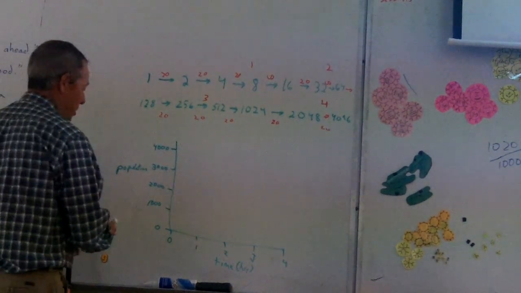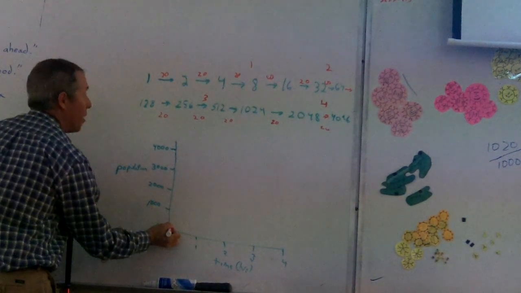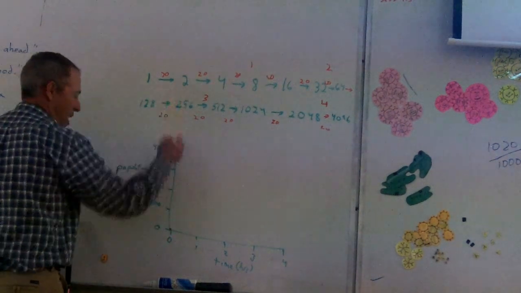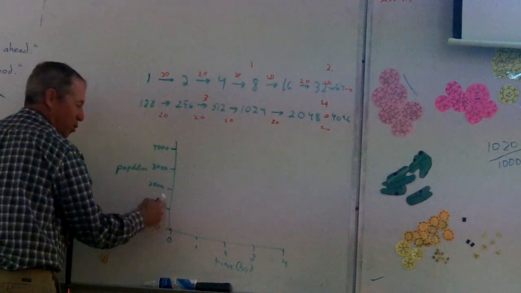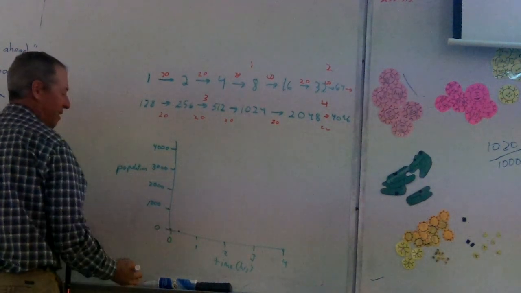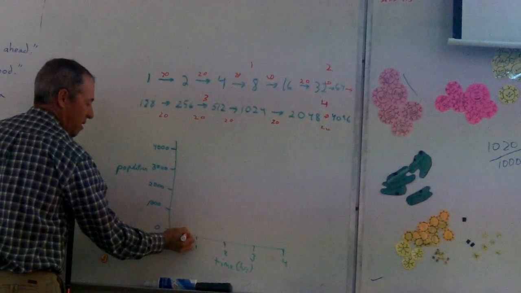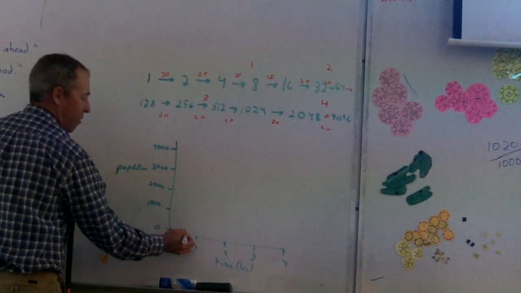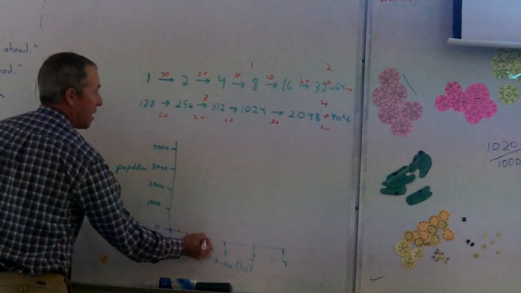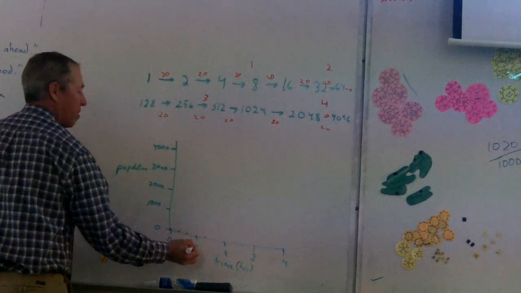So, at time 0, how many organisms do we have? 1. Start with 1. And then at 20 minutes, we've got 2. Where would 2 be on this graph? Still very low, wouldn't it? And at 40 minutes, we've got 4. That would still be quite low. And at 1 hour, we've got 8. That would still be quite low, way less than 1,000. And at an hour 20, we've got 16. That would still be quite low on my graph.